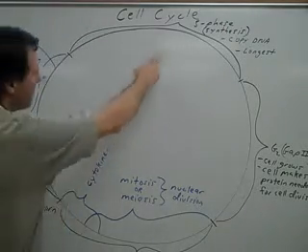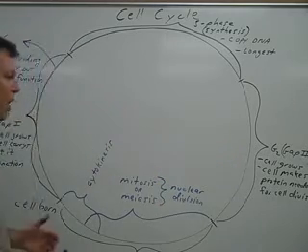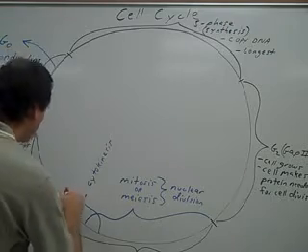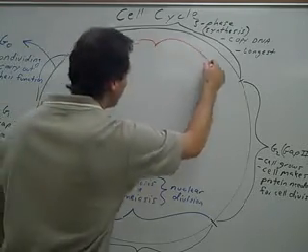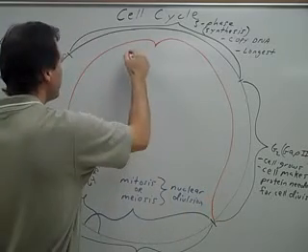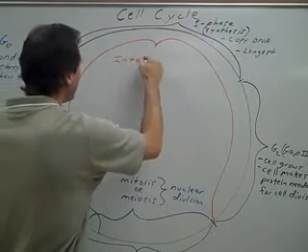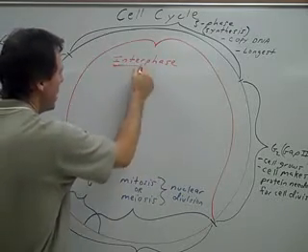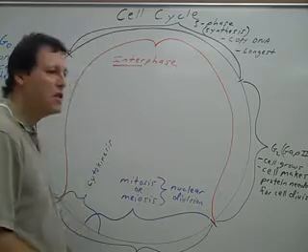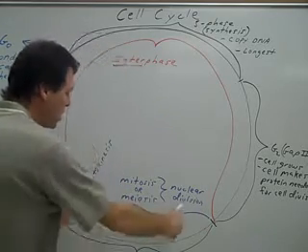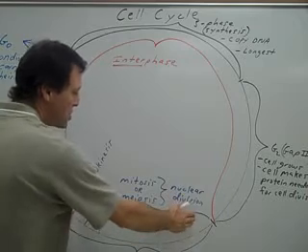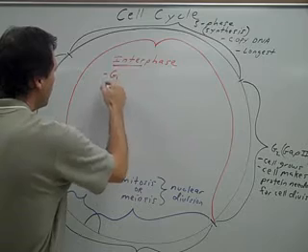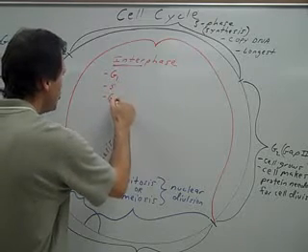Here we have G1, S, and G2. All three of these stages together can be called interphase. And interphase is just that. Inter means between. So this is the stage or phase between M phase, between when the cell is actively dividing. Interphase consists of G1, S, and G2.